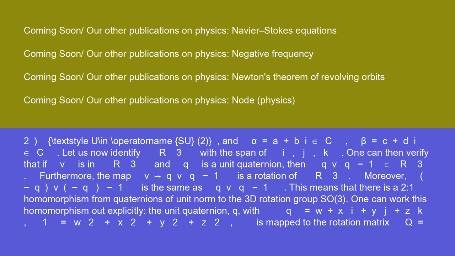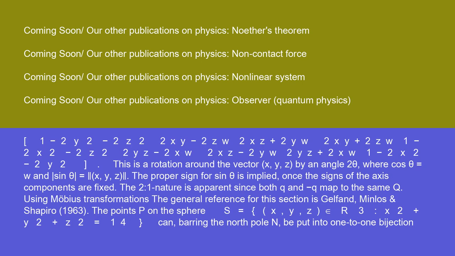One can work this homomorphism out explicitly. The unit quaternion q = w + xi + yj + zk, with 1 = w² + x² + y² + z², is mapped to the rotation matrix Q = [[1 − 2y² − 2z², 2xy − 2zw, 2xz + 2yw],[2xy + 2zw, 1 − 2x² − 2z², 2yz − 2xw],[2xz − 2yw, 2yz + 2xw, 1 − 2x² − 2y²]]. This is a rotation around the vector (x, y, z) by an angle 2θ, where cos θ = w and sin θ = |(x, y, z)|.